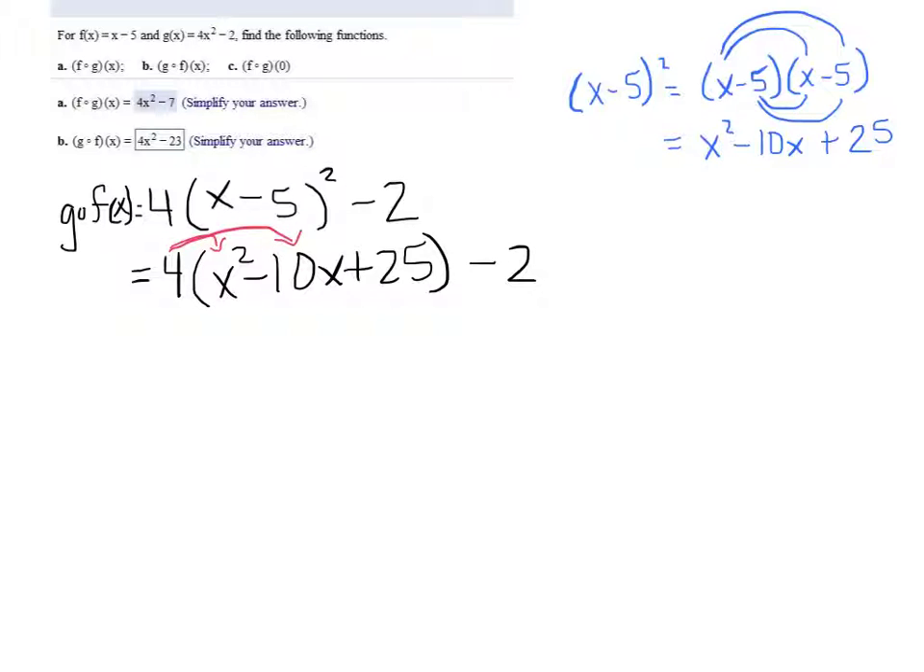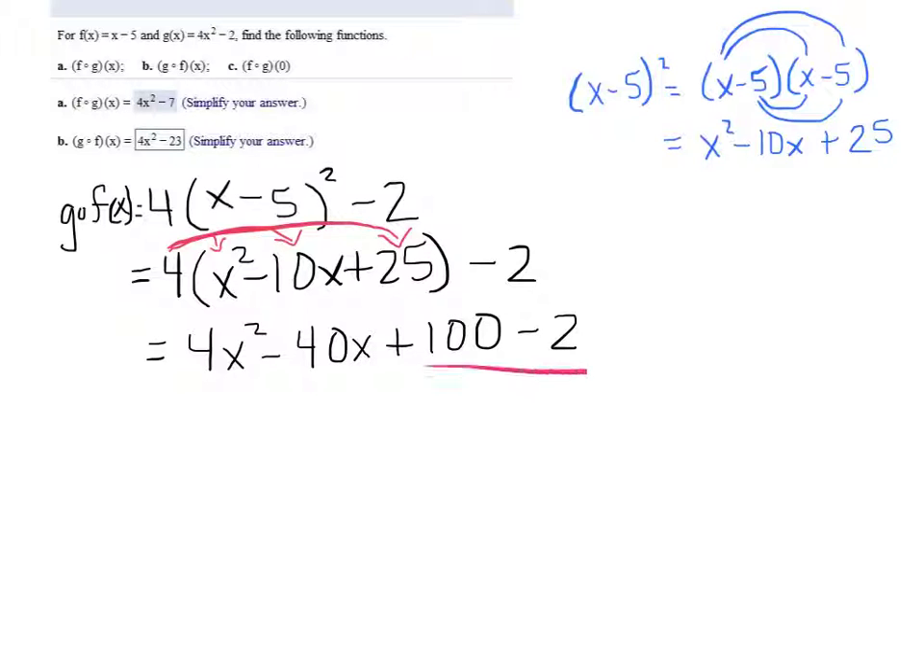But if you distribute the 4, and then we subtract the 2, we'll be done. So 4x squared minus 40x plus 100, and then minus 2. And these two are like terms, so we can go ahead and combine those. So you should have 4x squared minus 40x plus 98.